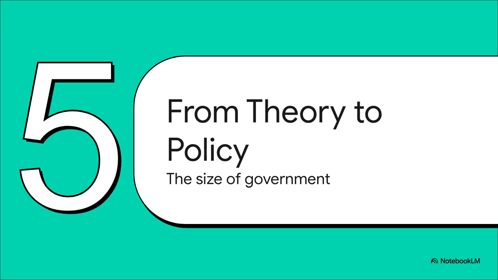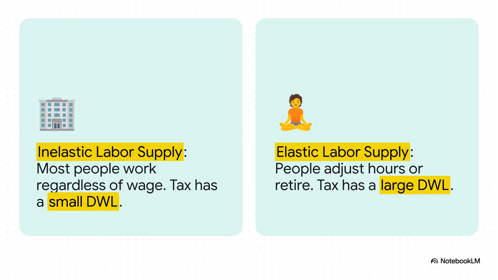So, why does any of this matter outside of a classroom? Well, because it's not just theory. This brings us right into the heart of a huge, real-world political debate. We're going from theory to policy, and the big question it helps answer is, how big should our government be? Think about our income taxes, which are really just a tax on working. The whole debate over the size of government often boils down to what you believe about elasticity right here.